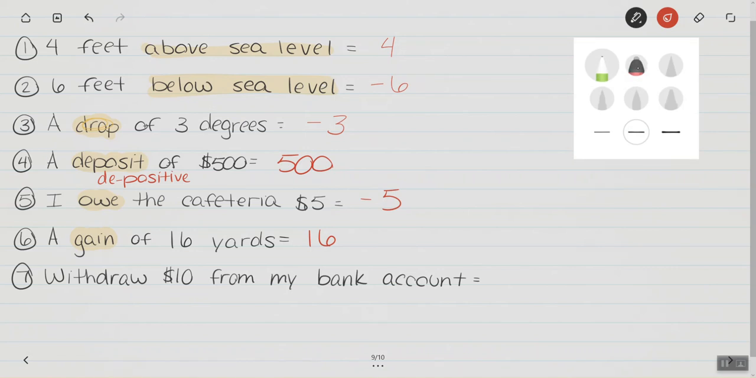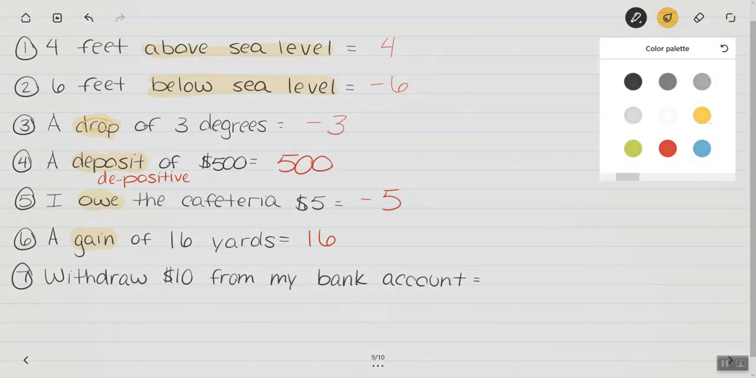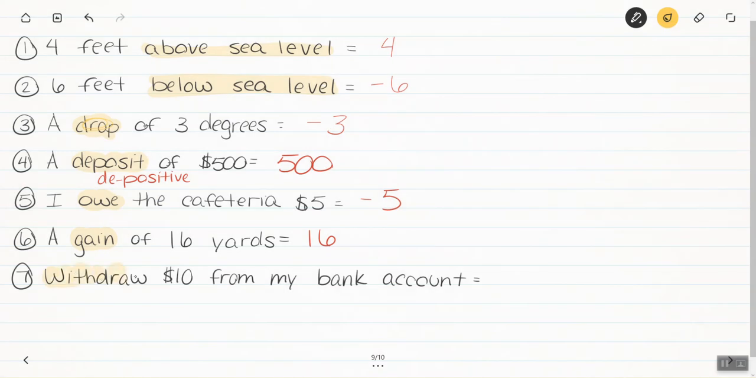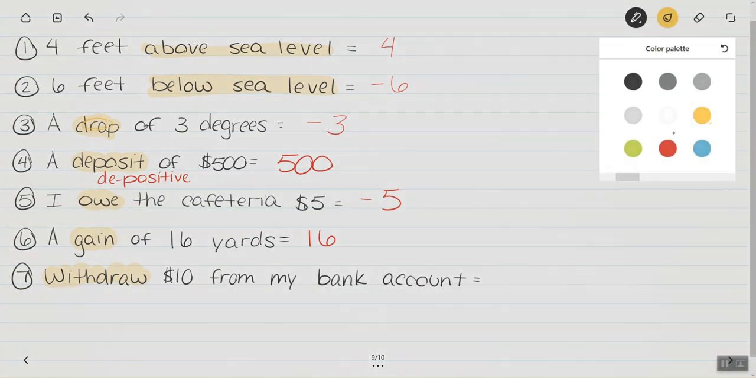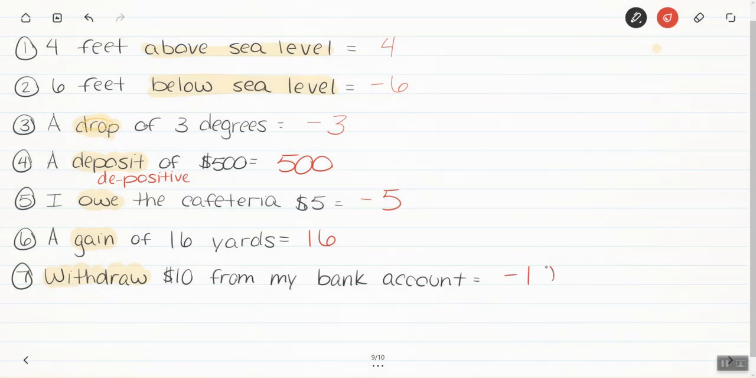And then the last one is a tricky one, a withdrawal of $10 from my bank account. So withdraw is your key word there. And if I withdraw something, I take it away. So I'm taking money out of my bank account, so that is going to be a negative amount to my bank account. I have to take out $10.